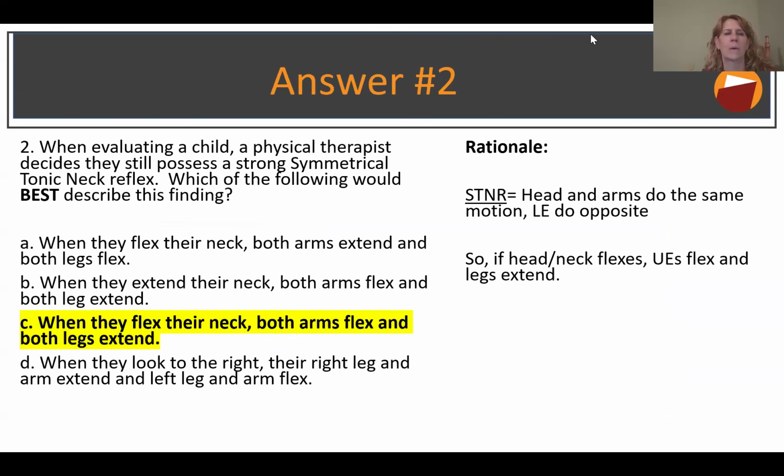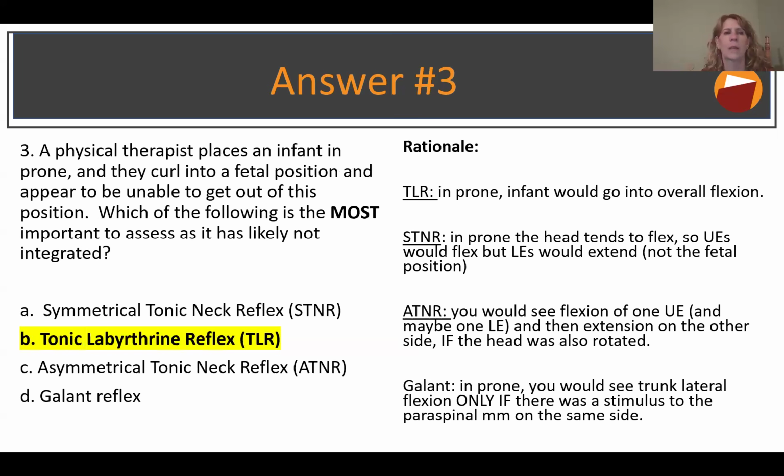Okay, so 2. What do we have on polling? Yeah, 93% of you got the right answer. Nice job. Yeah, so this was just what is an STNR? And you guys had it. If we flex their neck, remember their arms or elbows do the same thing, their legs do the opposite. So it's just the definition of it. Nice job. Yeah, if we lay them in prone, they curl into that fetal position. What is that? Tonic labyrinthine. Good. Almost 80% of you got that one right.